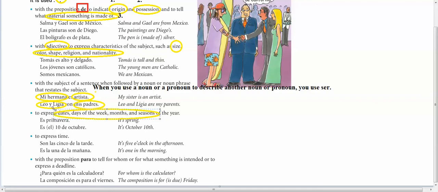You also use ser to express dates, days of the week, months, and seasons. Okay, es primavera, it's spring. Es el 10 de octubre, it's October 10th. To tell time, that's also ser. Son las 5 de la tarde, es la 1 de la mañana.